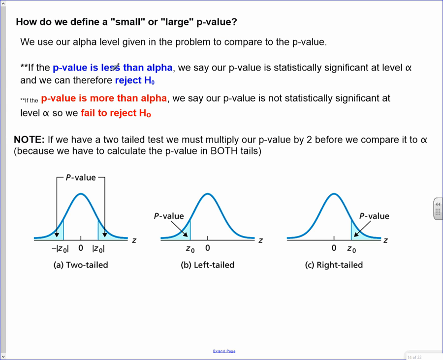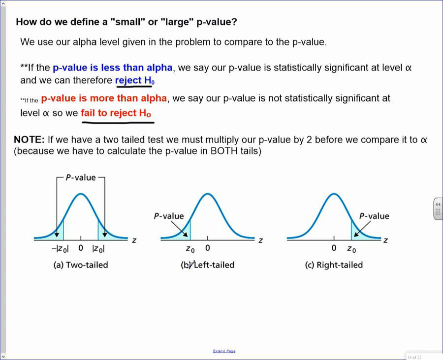If the p-value is less than alpha, we're going to reject the null because that means it was far away from what we expected the mean to be. If the p-value is more than alpha, then we fail to reject because we don't have enough evidence to reject the null hypothesis. So even though our statistic may have been different from what our null hypothesis said, it wasn't different enough. The difference probably could have been attributed to just sampling error.